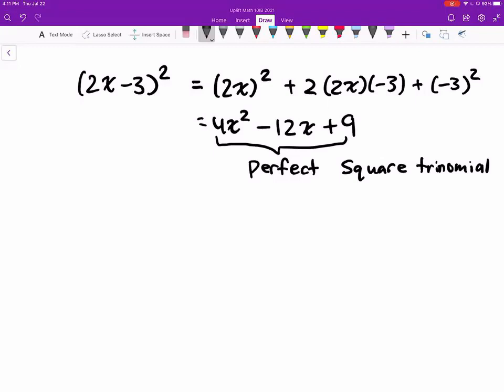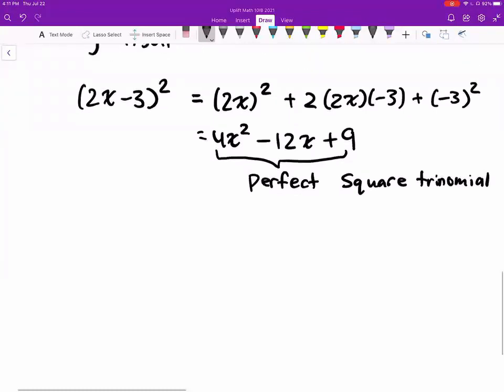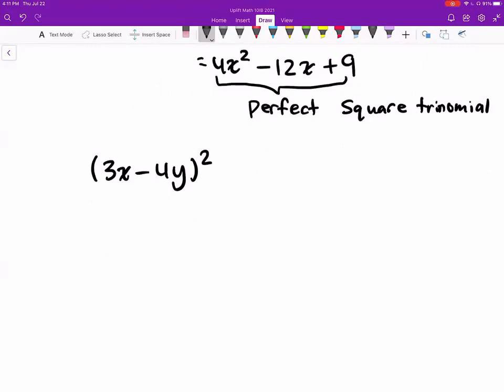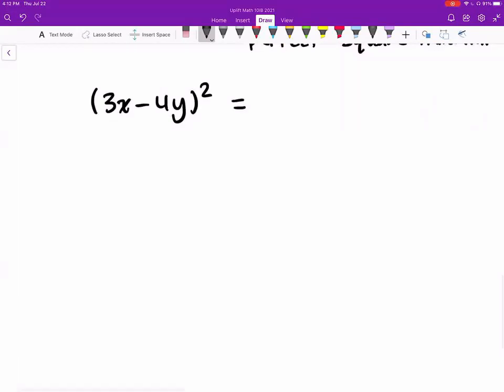Should we do more examples? Yeah. We can do one more expansion example. Do you want to let students try it out? Yeah, we can let them try it out. We could get like 3x minus 4y squared. You have 2 variables now. Tricky. So expand this, and you can type your answer into the chat.